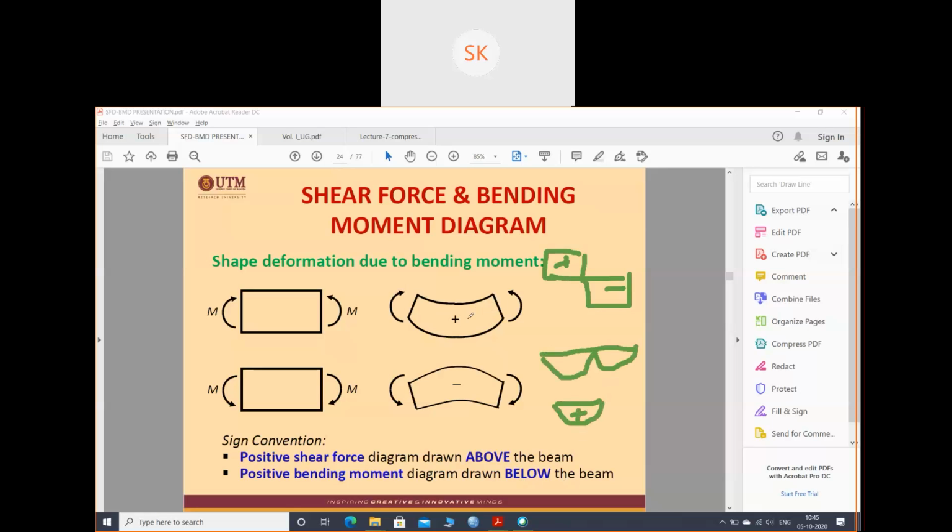This way it will be positive, and if you are getting the bending moment in the upward direction, meaning upward coordinate, then it will be negative bending moment. So this is the sign convention. This is downward positive, upward negative. And for the shear force, see, these two are the important points. Sign convention: positive shear force diagram is drawn above the beam, and positive bending moment diagram is drawn below the beam.